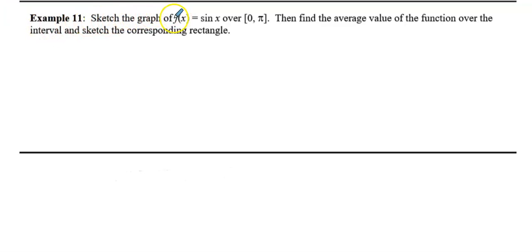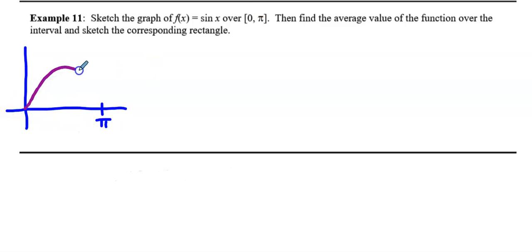It says sketch the graph of f of x equals sine of x over the interval from 0 to pi. And so we can easily do that. So from 0 to pi, we know that the graph looks something like this. So there's our sketch from 0 to pi. And it says find the average value of the function over the interval, and then we want to sketch the corresponding rectangle.